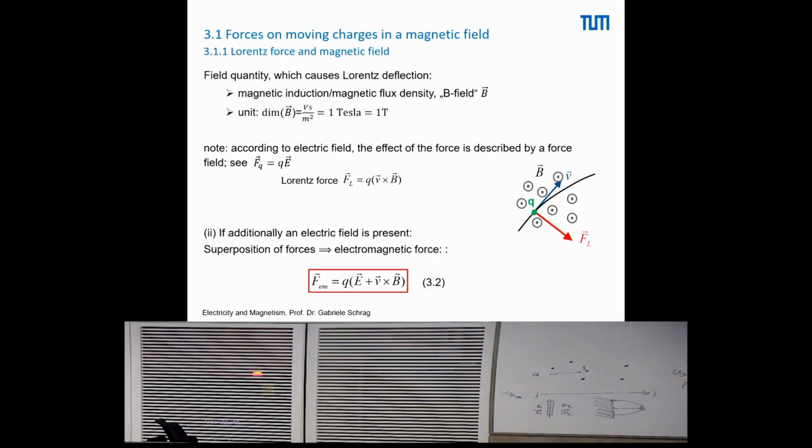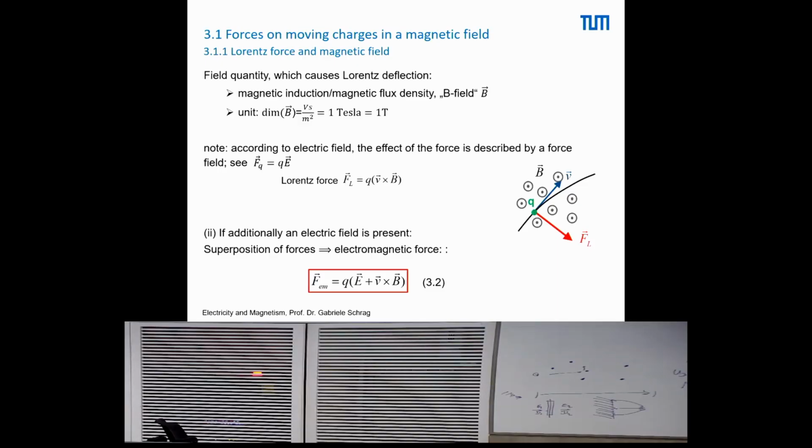So now if you have both present, an electric field and a magnetic field, you can give here the total electromagnetic force on the charge as a superposition. So this is what we have already seen here from the electrostatic case. That is, the force is oriented along with the electric field. And here you have a force which is oriented perpendicular to the magnetic field. And we call the second part here Lorentz force.